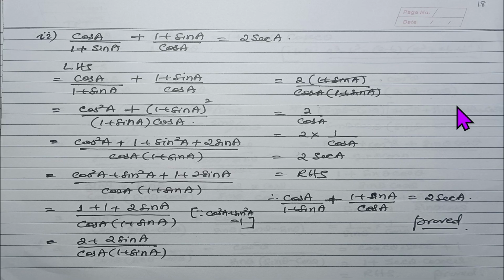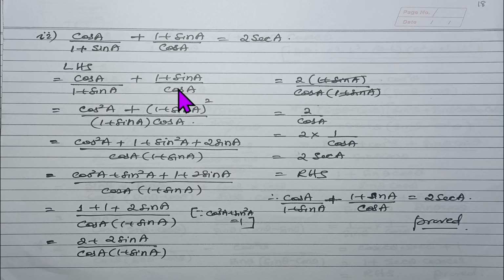Now let us go to the next example. Again here we have to prove cos A upon (1 plus sin A) plus (1 plus sin A) upon cos A is equal to 2 times sec A. So let us take LHS. So LHS is cos A by (1 plus sin A) plus (1 plus sin A) upon cos A.